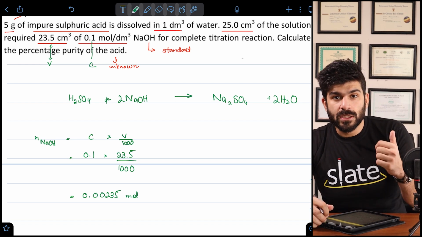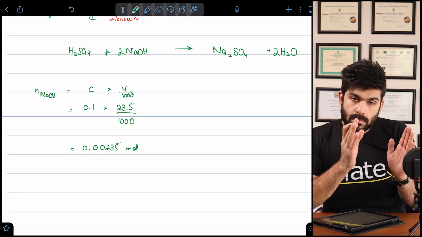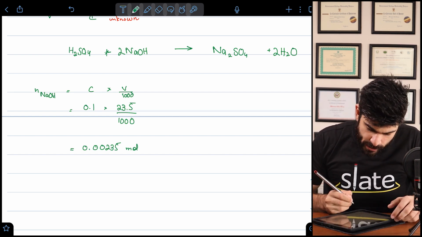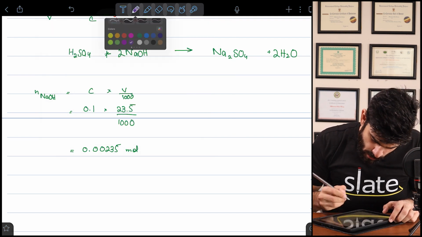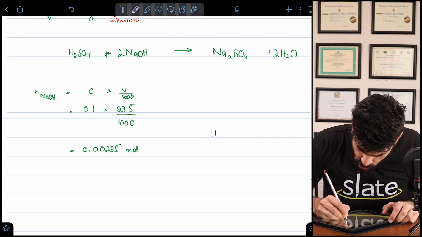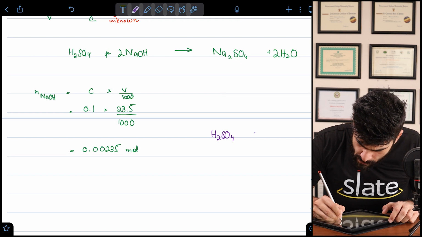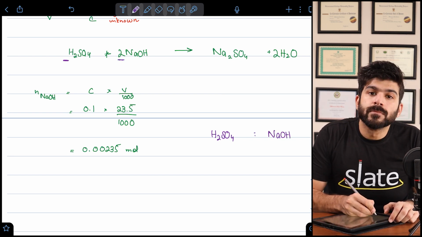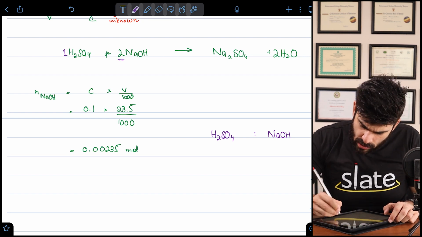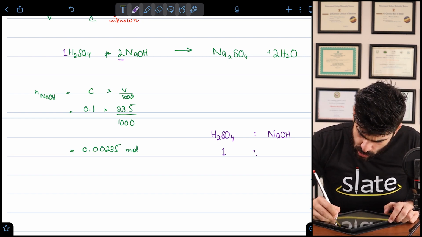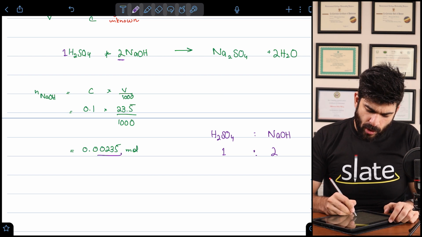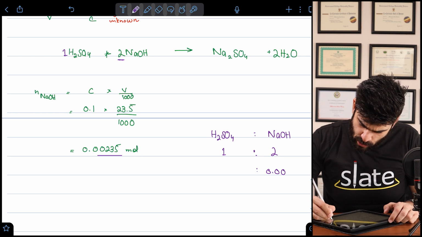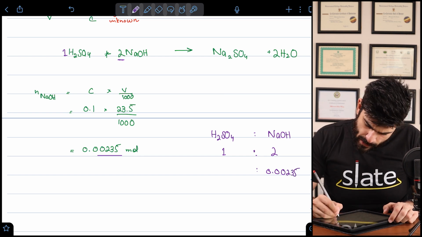We can find the moles of the unknown. And the step is the molar ratio between the known and the unknown. So we draft a molar ratio between H2SO4 and NaOH. Initially, we write the moles from the equation. So H2SO4 has just 1 mole. So 1:2. And now we have the moles for sodium hydroxide, 0.00235. That's X.